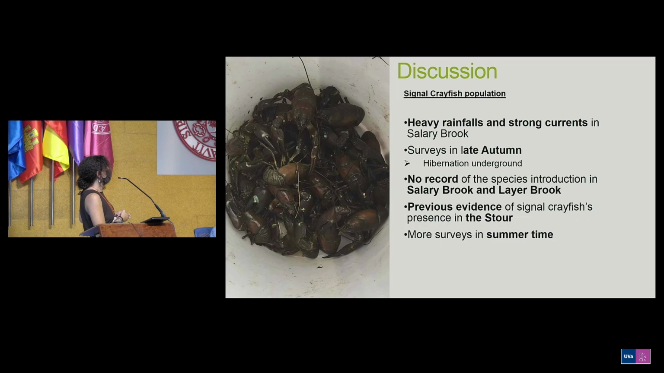And furthermore, there is no record of the species introduction in either Salary Brook or Layer Brook, and that, for example, could help us to understand the growth and the evolution of the population throughout time. But in the Stour, there is previous evidence from the 90s, which could further explain the large population that we found over there. And more surveys should occur in summertime because that's when the species is the most active. So in this case, we will have more accurate results as well.